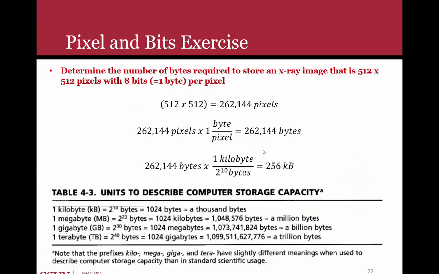And here's just the math to figure out the number of bytes required to store an X-ray image that is 512 by 512, where each pixel is 8 bits. Here you would multiply the size of the image, which is how many pixels you have, by 1 byte per pixel, and that tells you how many bytes there are. If you Google how many bytes are in a kilobyte, then you know that for this specific image there are 256 kilobytes of information.